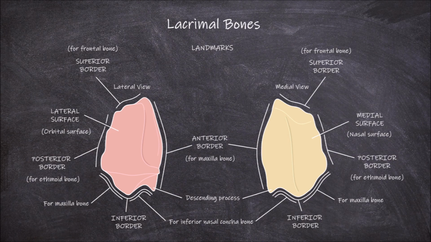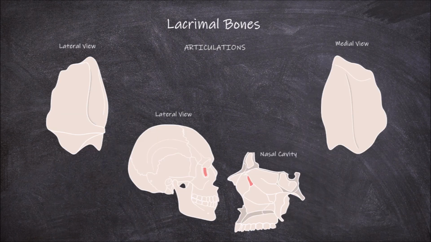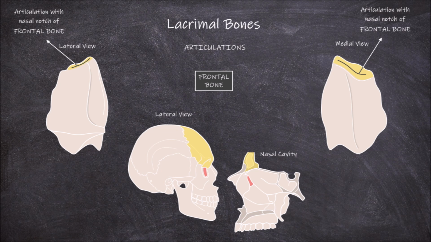Let's now take a closer look at the articulations this bone has with other bones. This bone articulates with four other bones. The first of these articulations is with the frontal bone. The superior border of the lacrimal bone articulates with the lateral region of the nasal notch of the frontal bone. This articulation forms the frontolacrimal suture.